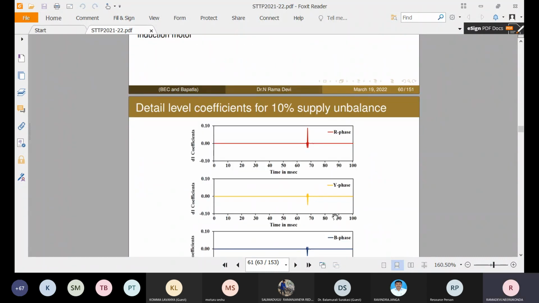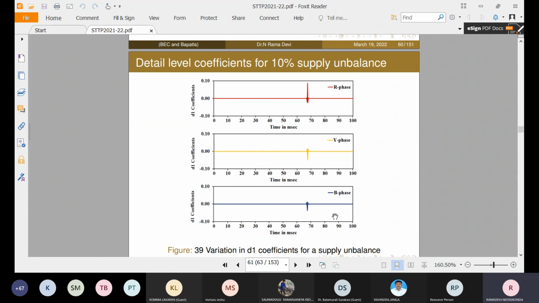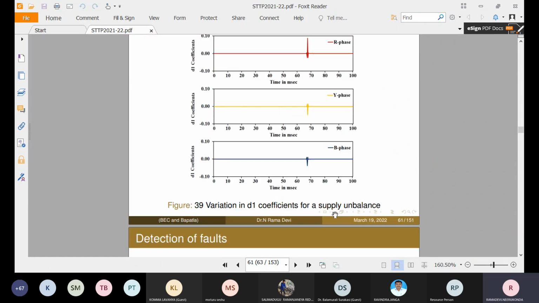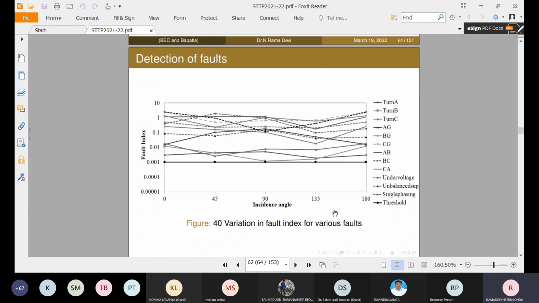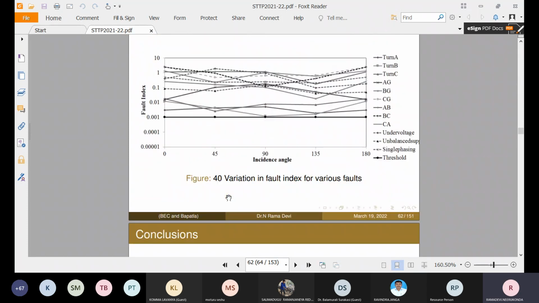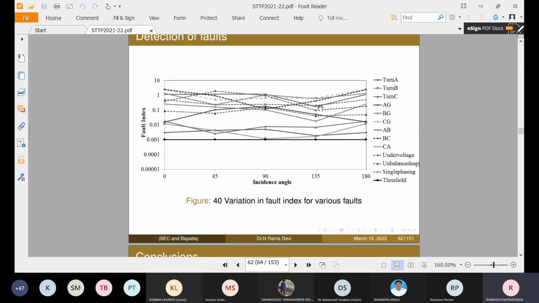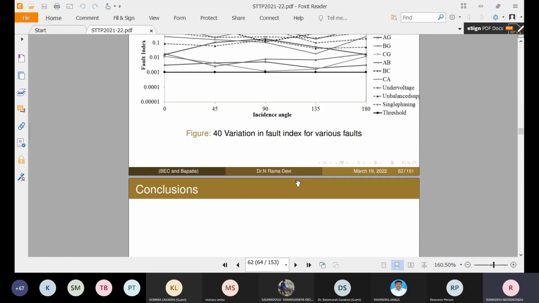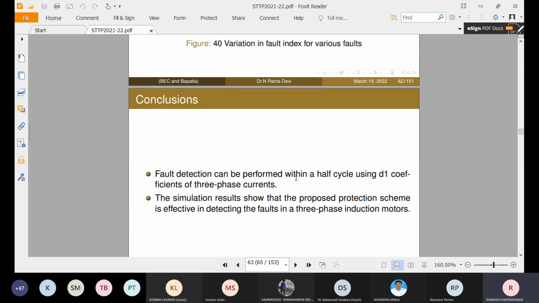So these are the detail level coefficients for the 10% supply unbalance. These are the variations corresponding to the fault indexes for various faults. In all the cases we observe here, the fault index value is above the threshold. That means the detection algorithm effectively detects the faults.